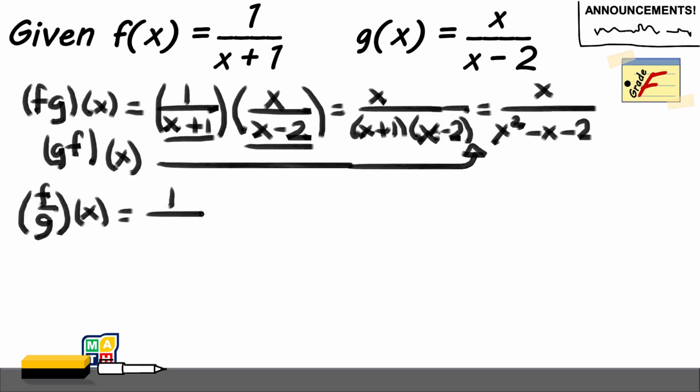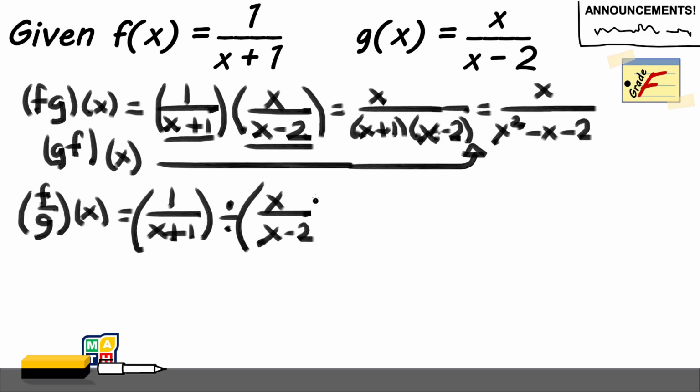You will write here your entire f of x function, and you're going to divide this in this form with your g of x, which is x over x minus 2. Notice that I'm also using parentheses here so that there would be no confusion later in the process. If you have division of rational expressions, you're going to use the same concept as the division of fractions using the keep, change, flip method.